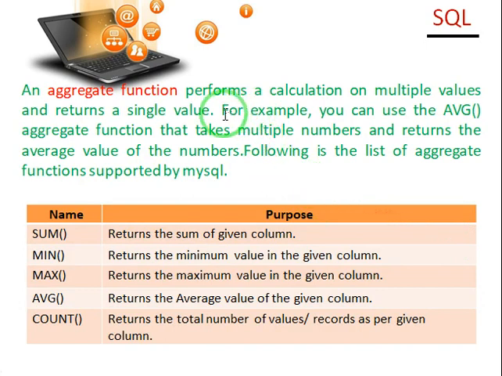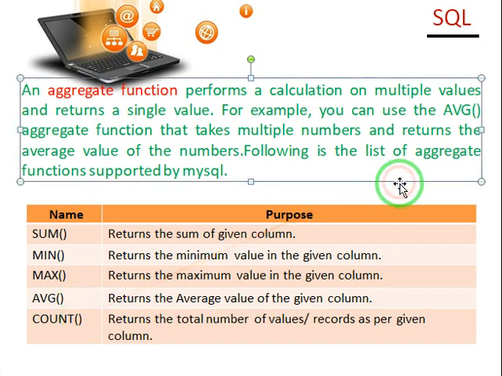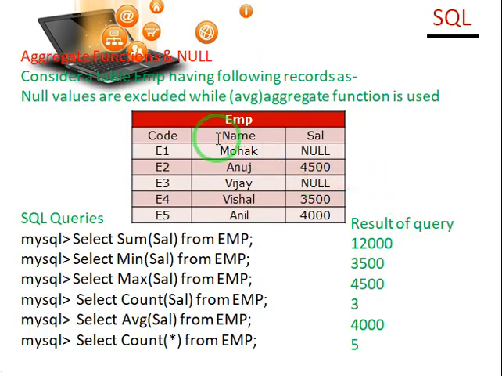What are aggregate functions? These are functions which perform calculations on multiple values and return a single value. Average is one, sum, max, min, count, etc. So: SELECT SUM(sal) FROM employee. This is the table employee with one column called salary or sal. Now for min, max, and the following are the results of the queries.